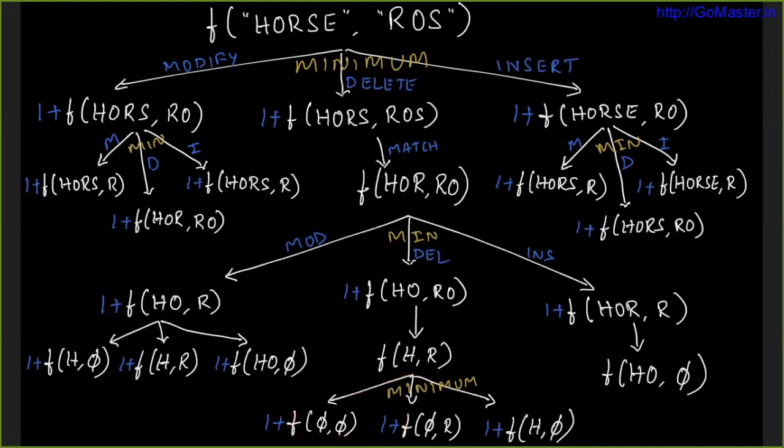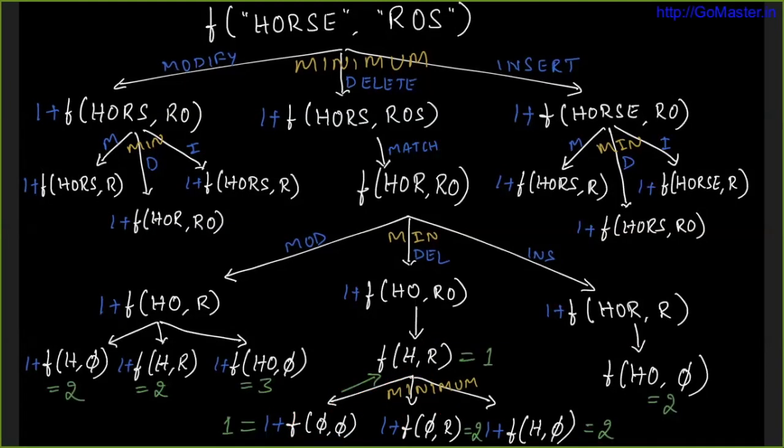So if you look at that, these are the answers I'm going to get. So this returns 1, this returns 2, and then this returns 2. Minimum of them is 1. So that's why f of h comma r is going to be 1. That means we just have to replace that h with r. That is just one operation.